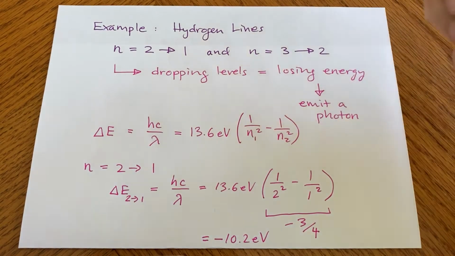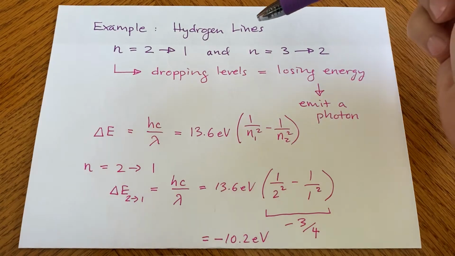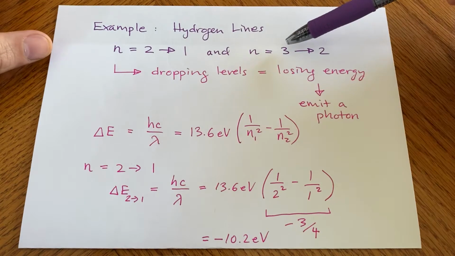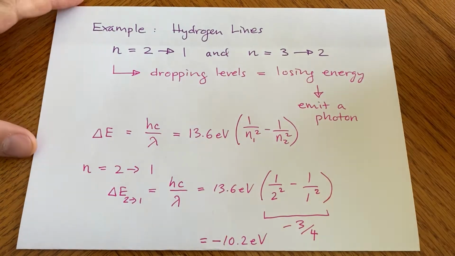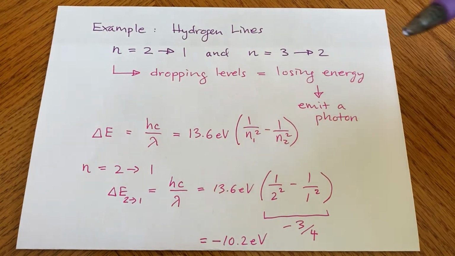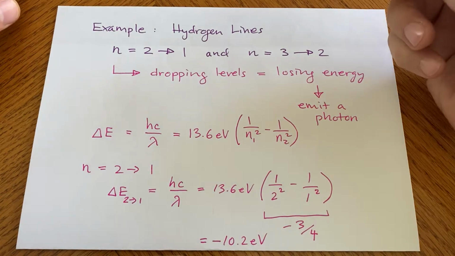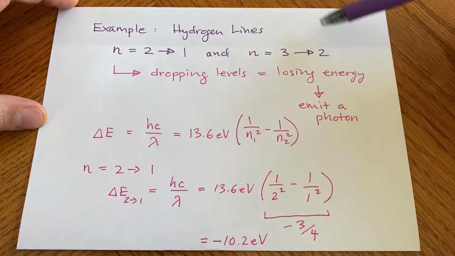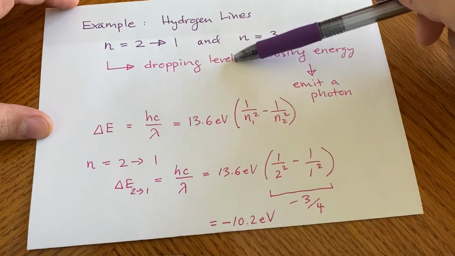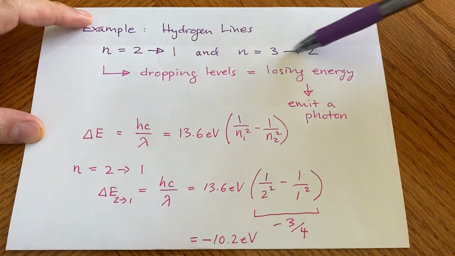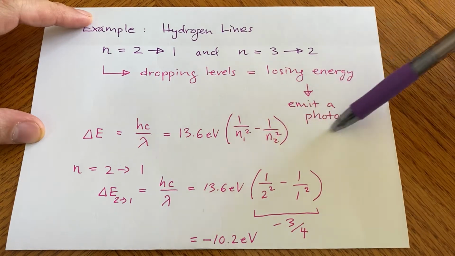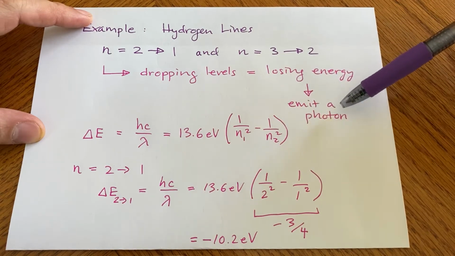In this example, we are looking at hydrogen lines corresponding to transitions from n equals 2 to 1 and from 3 to 2. So the first part of this was just deciding if it corresponds to absorbing or emitting a photon. And since we're going from higher to lower, from 2 to 1, 3 to 2, that means we're dropping energy levels. So we're losing energy. Losing energy must go into the form of a photon. So we're emitting a photon in this case.